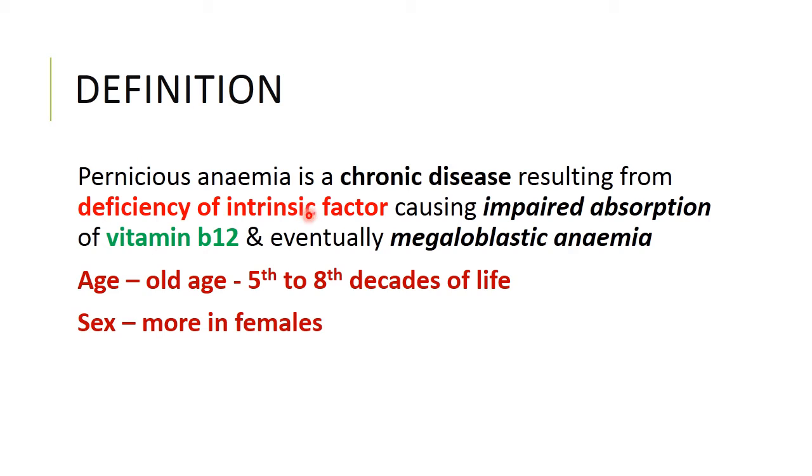Intrinsic factor is secreted by the parietal cells of the stomach. This is most commonly seen in old age, that is the 5th to 8th decades of life, that is 50 to 80 years. In those individuals we can make out this pernicious anemia, and the most commonly affected sex is females.